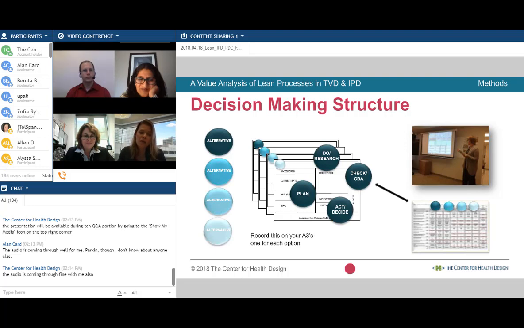And so our method of selecting every system, every material, every design solution was using A3s. We had multiple alternatives for every solution. We used another decision-making system called Choosing by Advantages, sometimes, not on most of our major decisions, so that we could compare the alternatives, the criteria by which we were judging those alternatives, and how they actually compared against the goals and metrics for the project.